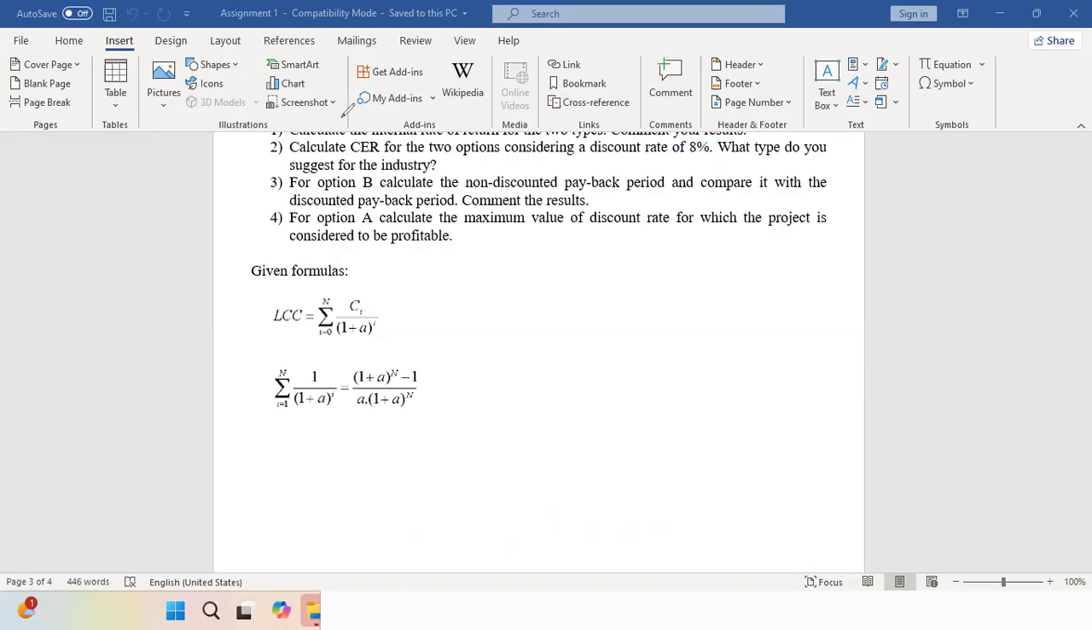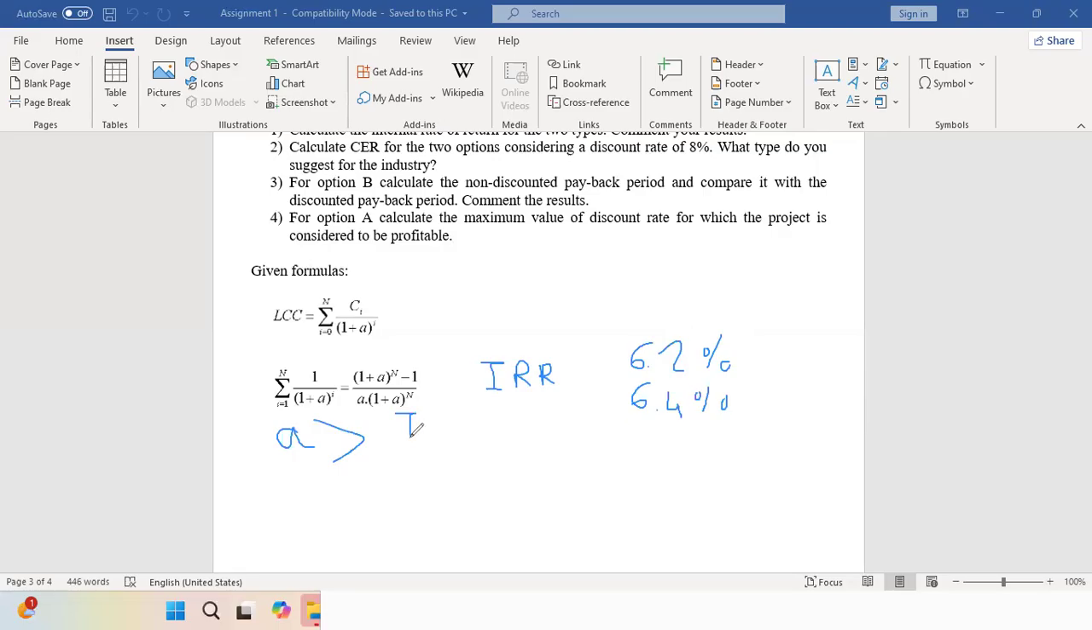In calculation in part A, you got values of IRR for the two projects. For one, it was 6.2%, nearly. And for the second one, it was around 6.4%. Okay? So when you consider a discount rate of 8%, you have that A is larger than IRR.